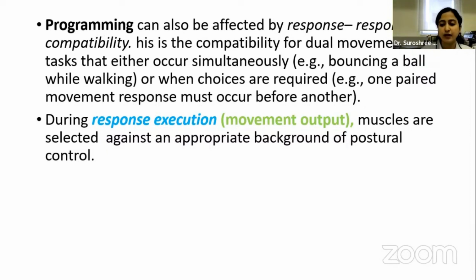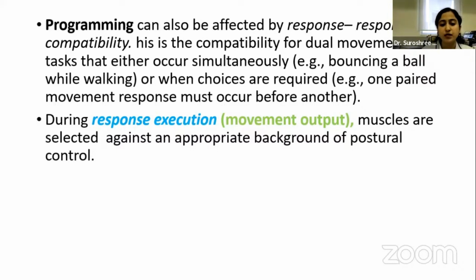So programming is like dual tasking could be required, or you may need only one specific movement. Example, if you're playing basketball, you need dual tasking, like bouncing a ball and walking simultaneously. Or when choices are required, in which you need to focus on one part. If you are batting while playing cricket, you need to focus on one part, like when the ball is coming, which movement you need to do, how much force needs to be applied. So that is how programming is done.